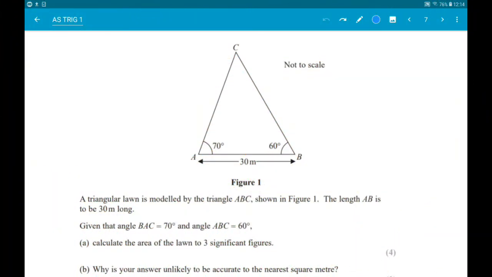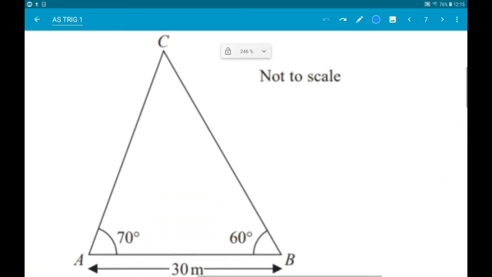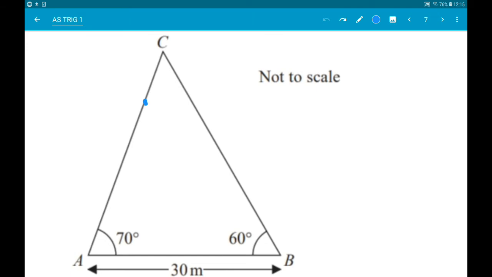Okay, then number 3. So this time we have a triangular lawn and we want to find its area to 3 sig figs. So the first thing I would do is fill in the missing angle. So that is 50 degrees. Now we can use the sine rule to find one of the missing sides, and then we can use area.